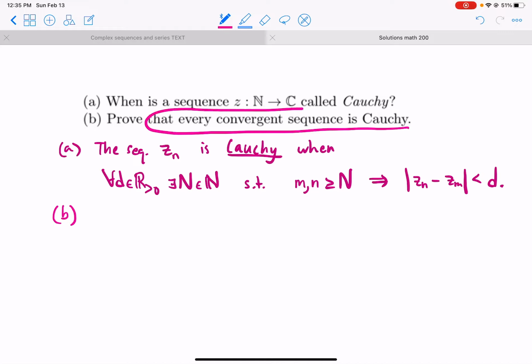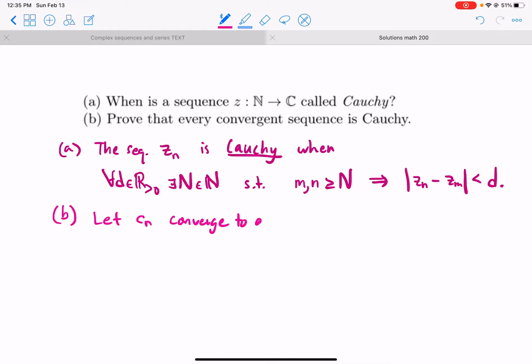Prove that every convergent sequence is Cauchy. So let C sub n converge to some limit. So let's give that limit the name C. Okay. Let the sequence C sub n converge to some limit C. And we need to prove that C sub n is Cauchy. That's what we want to prove.